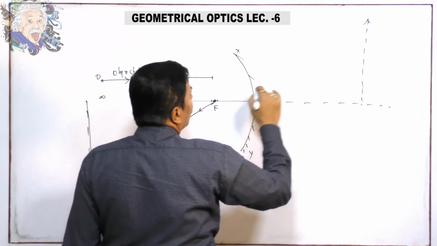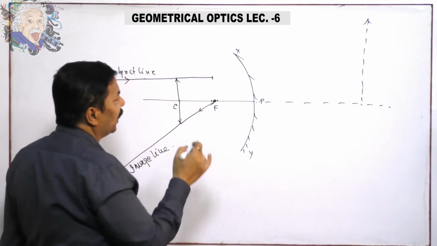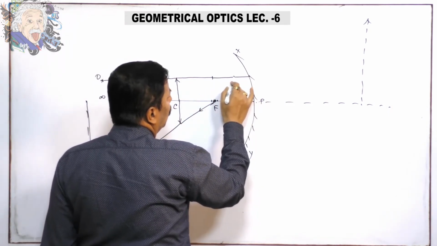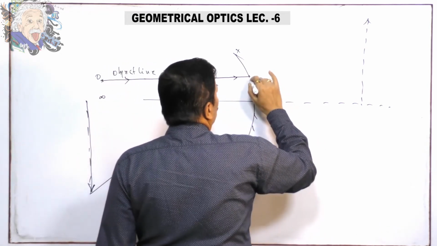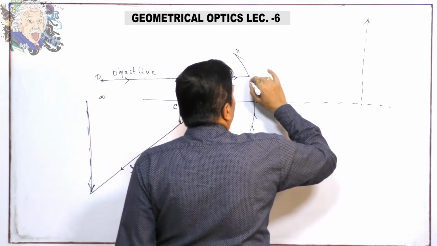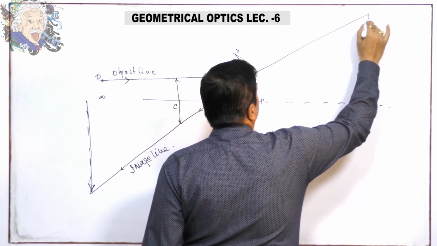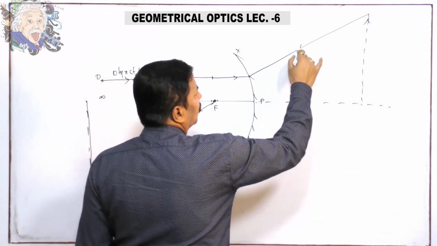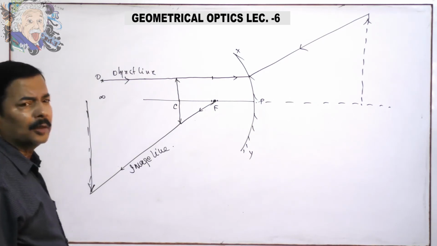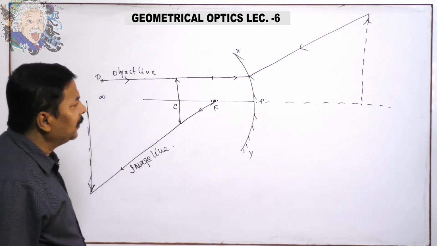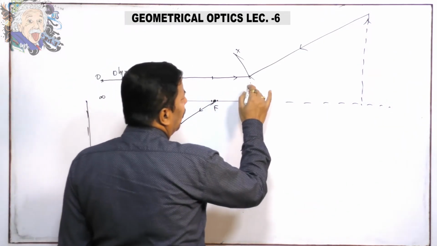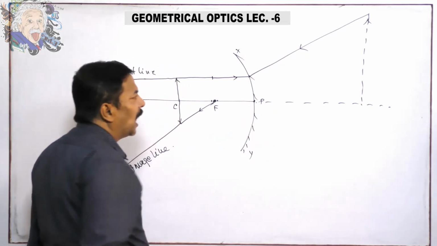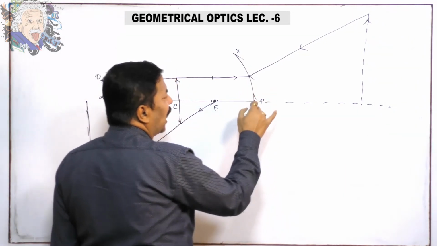be getting an asymptote. Now here you see, as the object moves from focus to pole, the image is moving from this virtual infinity to pole. This is the line. This virtual infinity to pole. And if the object becomes virtual, so at pole what will happen? Image is at pole itself. At pole what will happen? The image will be at pole itself.